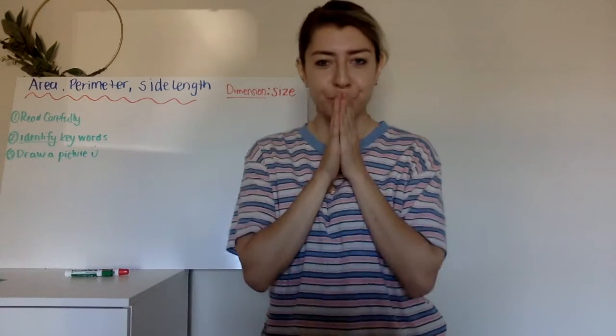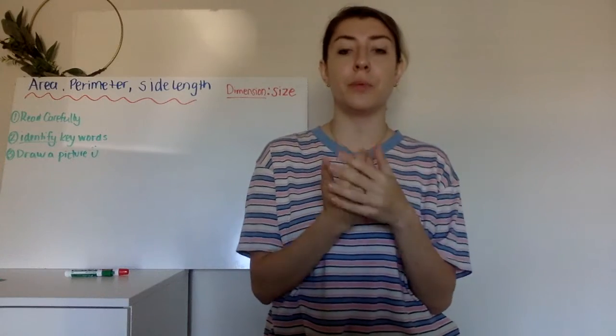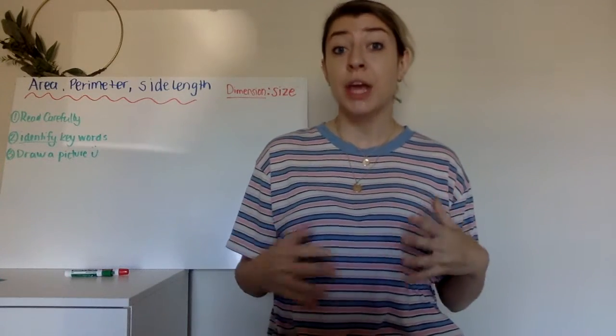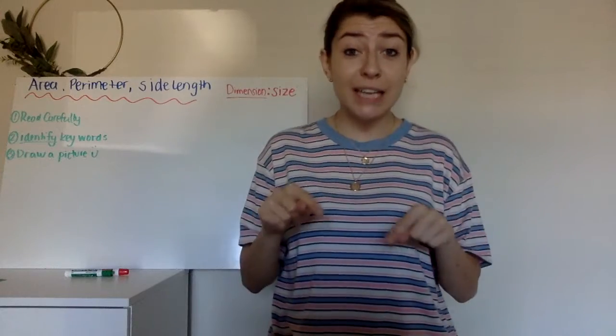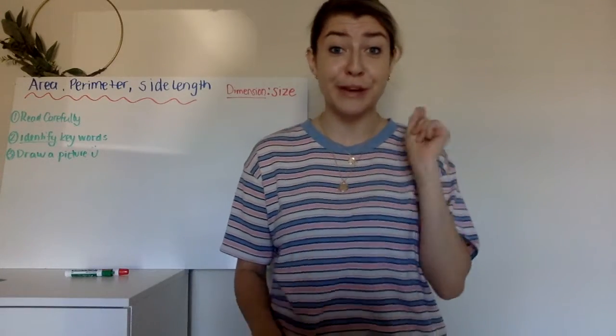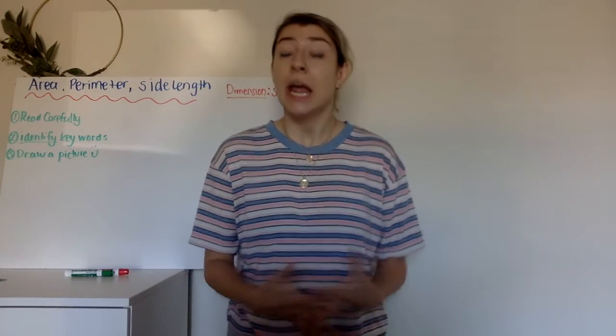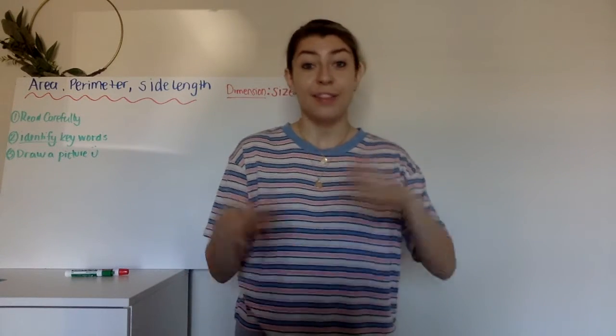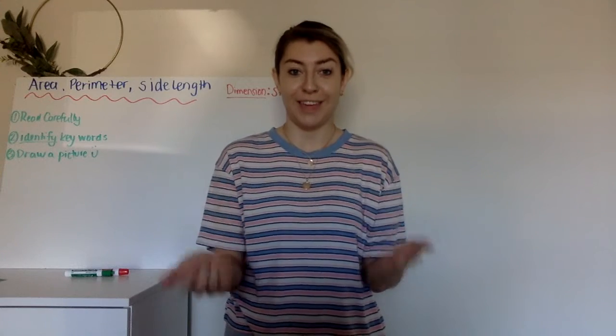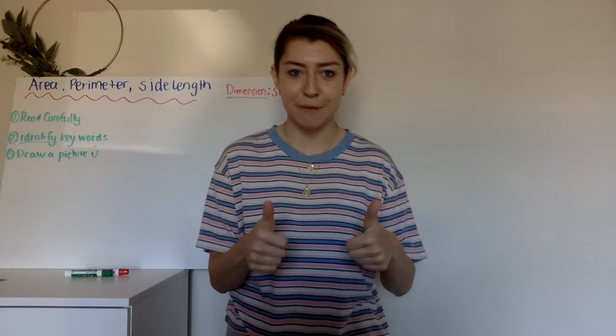Now also, let's go back and review what we know about rectangles and squares. In a square, all the sides are the same length. So if we know one side in a square, we know the length of all the sides. And we know in a rectangle, the opposite sides are equal length. So hold on to that information.